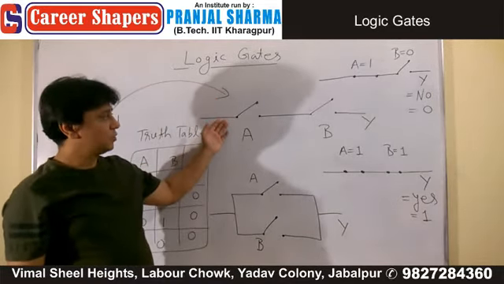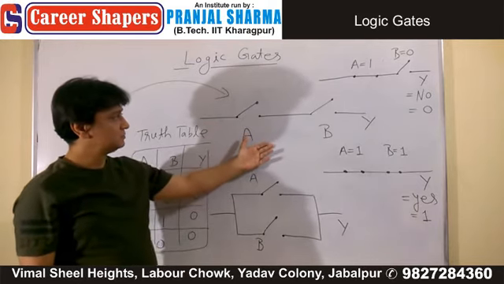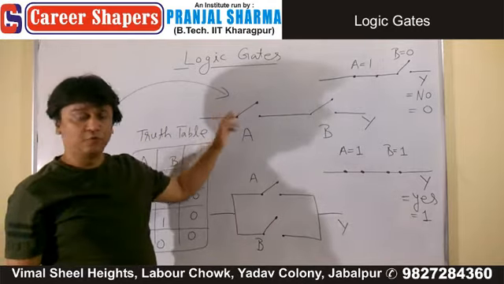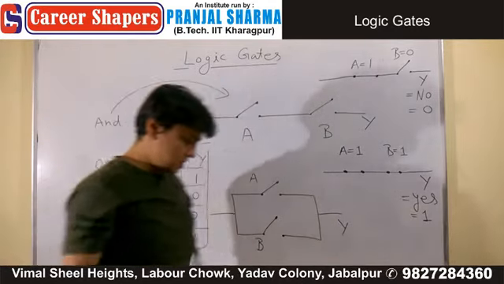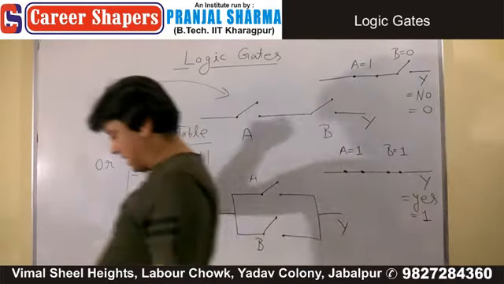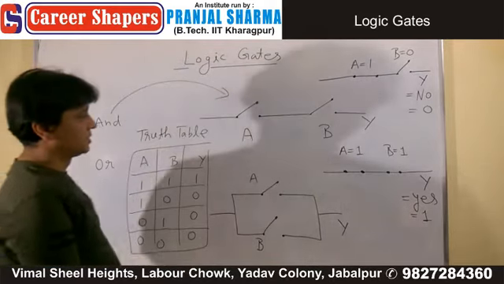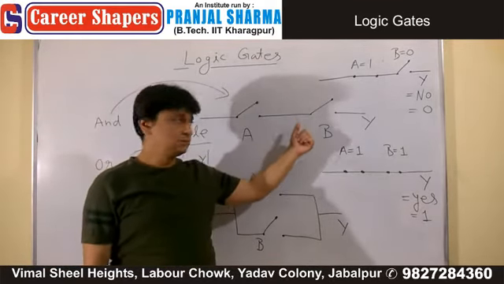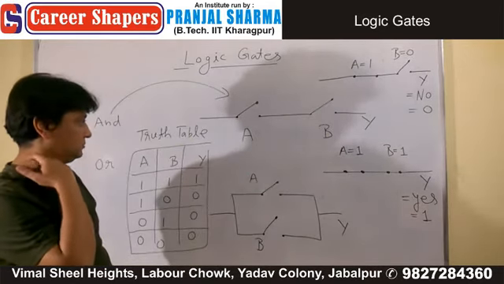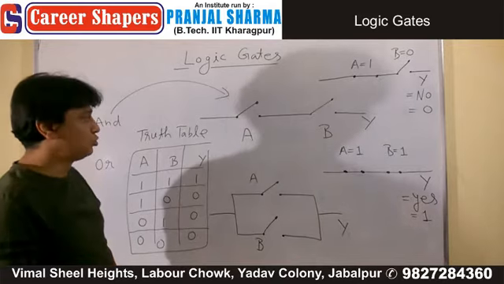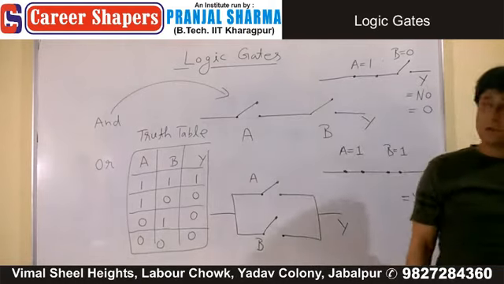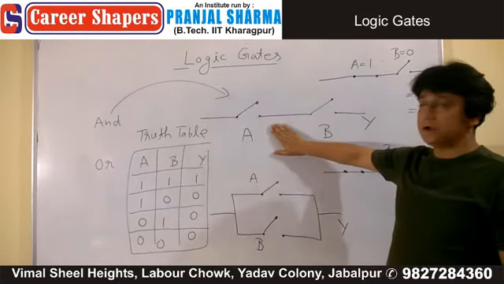With this figure, write down a statement. Current will flow through A, and then through B. Underline the AND part. Show that this is the AND gate.